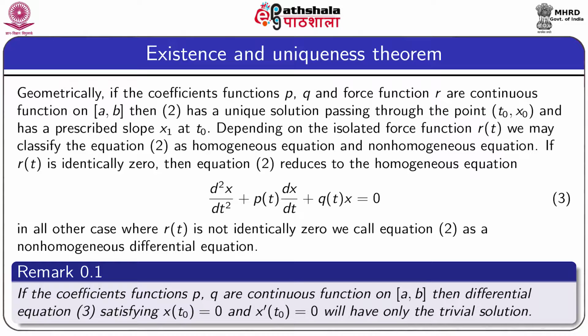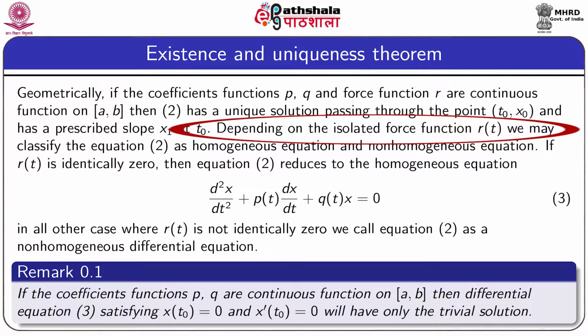Geometrically, if the coefficient functions p, q and the force function r are continuous functions on [a, b], then 2 has a unique solution passing through the point (t0, x0) and has a prescribed slope x1 at t0.